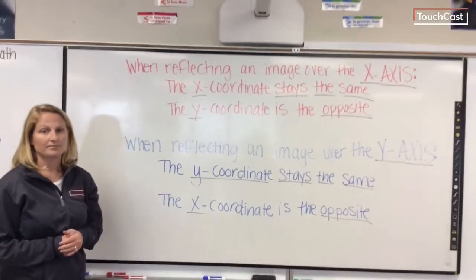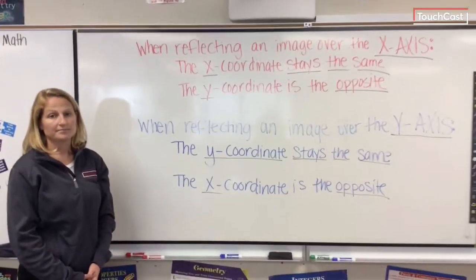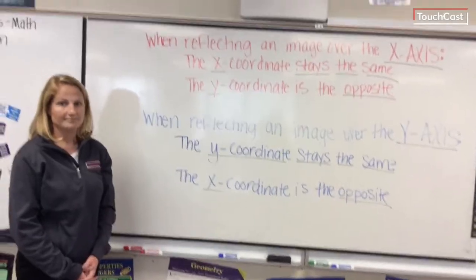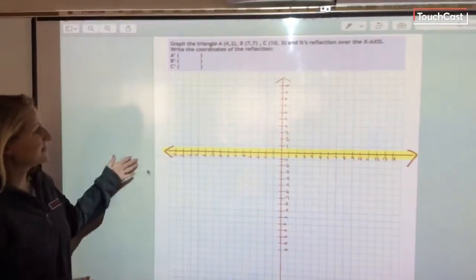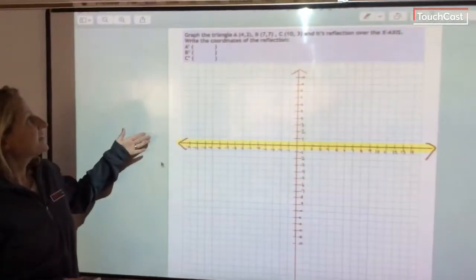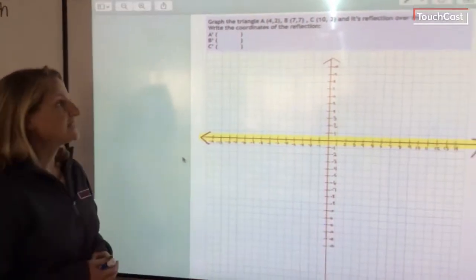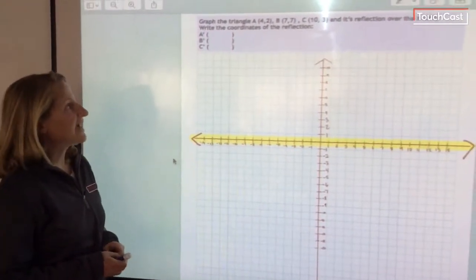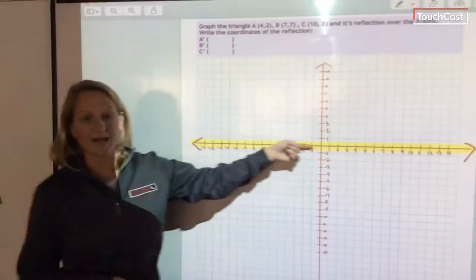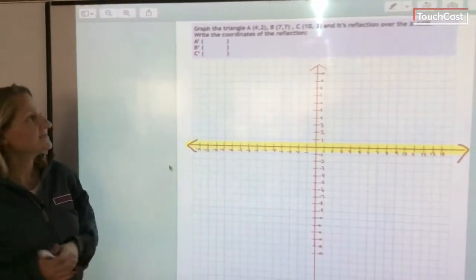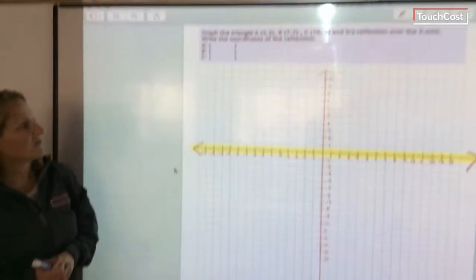Okay, and also remember that opposite, if it's a positive number, the opposite is negative, and if it's a negative number, the opposite will be positive. The digits should stay the same. Okay, so now let's take a look at a problem. The directions here say graph the triangle, and then it gives us the 3 points, and its reflection over the x-axis. Write the coordinates of the reflection. So I highlighted the x-axis so we don't make any mistakes there. So it says to graph the triangle and it gives us all the points.